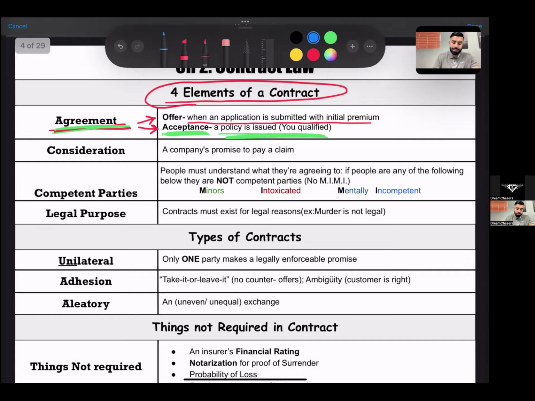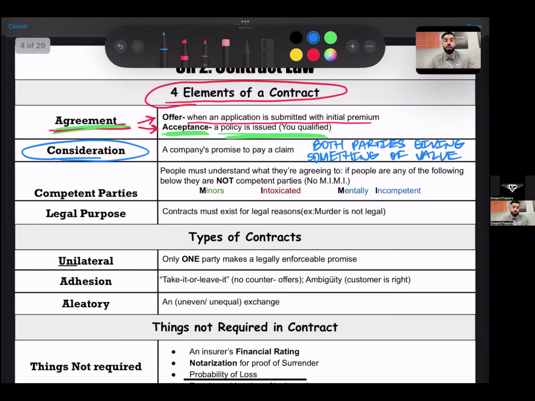The second one is consideration. Consideration is, yes, a company's promise to pay a claim, but by definition, and what you should know for the test, consideration is both parties giving something of value.